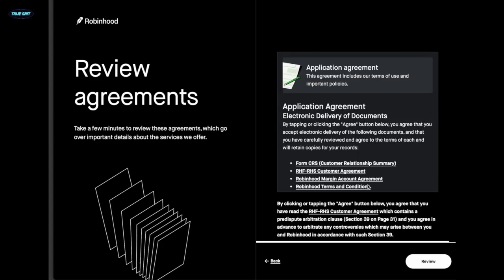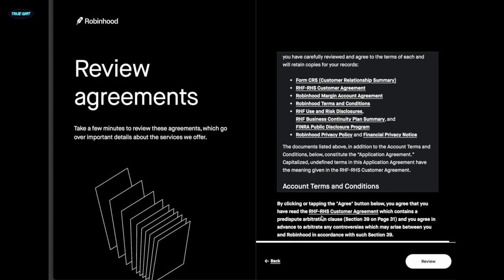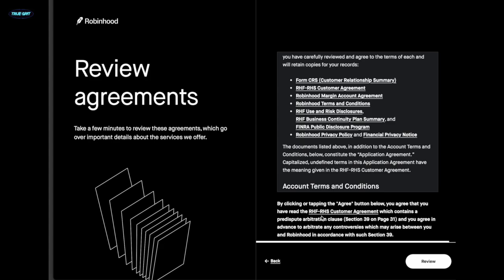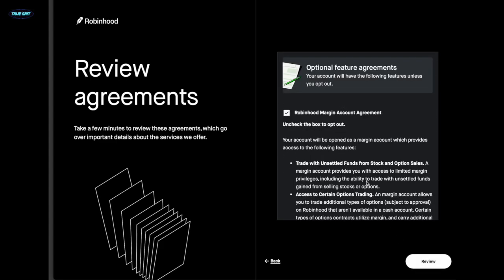As for the application agreements, of course, we cannot go through all of them, but you need to read them. And once again, remember that Robinhood acts as a broker, so if you don't pay your debt, it can act against you. And as you can see at the bottom, you are signing to accept a pre-dispute agreement, meaning there is going to be a pre-dispute body that is going to try to find an agreement between you and the broker before you address a court of law. Click on review, click on agree and continue, and let's move on.